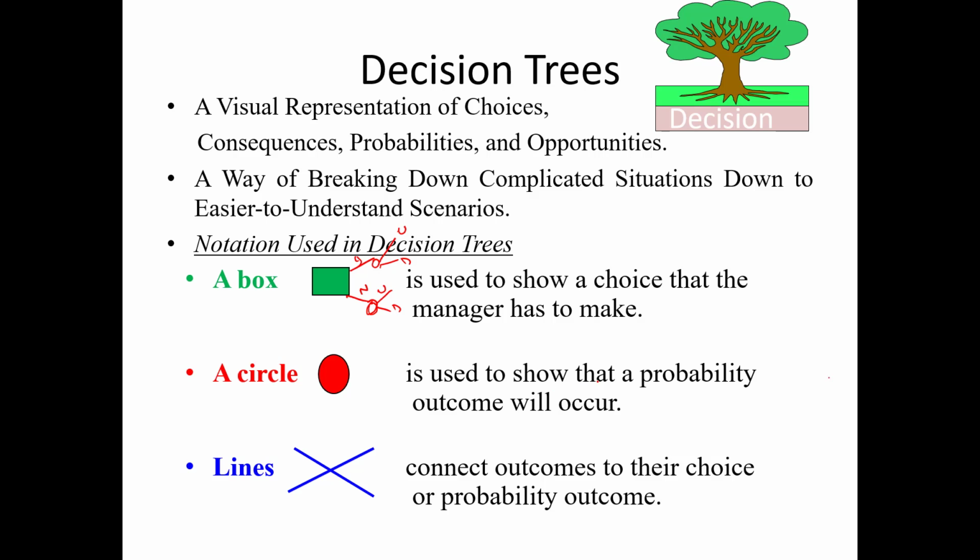A circle is used to show that a probability outcome will occur. When you take an action, then definitely that action will have some reaction, some outcome. If you invest, the stock will be going up or it will be going down. If you decide to enroll in a specific course, the chance will be that you will learn more or you will learn nothing. So we construct this circle to show that a probability outcome will occur. And you can see we have constructed these lines to connect the circles and boxes, connecting outcomes to their choices or probability outcomes. This is just a simple interpretation of a decision tree.